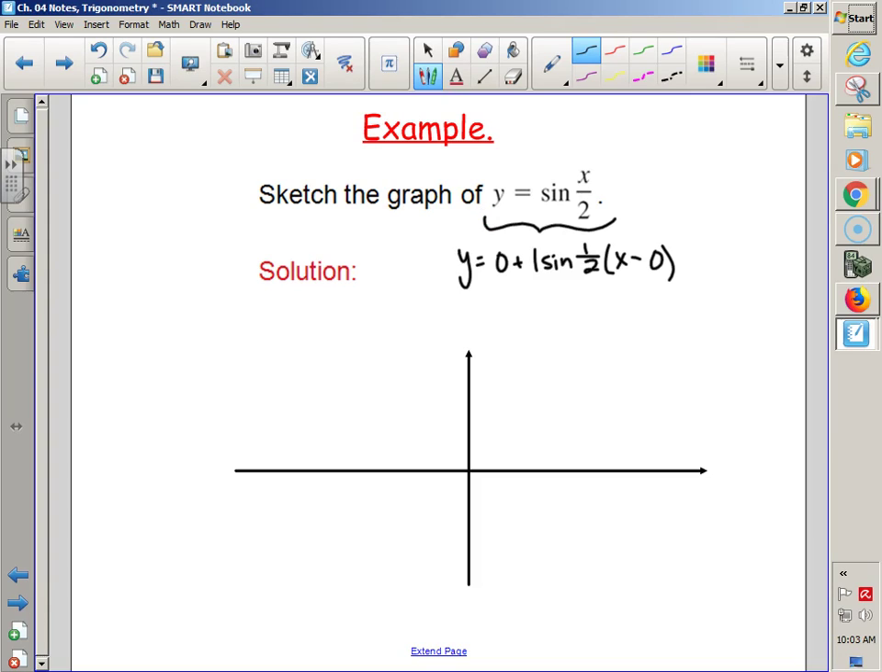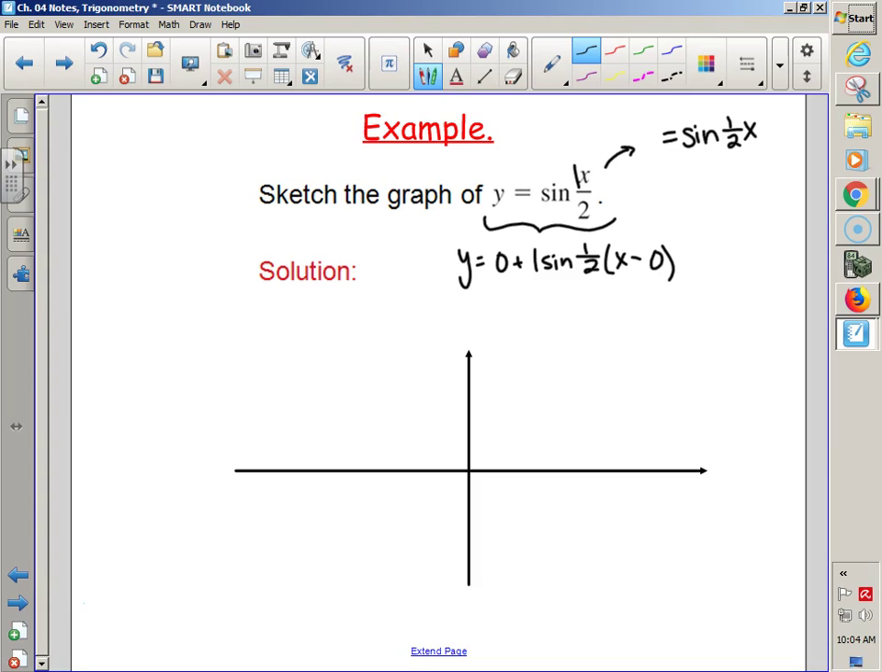There was no addition in the front, so D is 0. The sine has no number multiplied in front, so it's an understood 1. The x is being divided by 2, which could be rewritten as 1/2 x, because x over 2 is the same thing as the quantity 1/2 times x. So my B was the coefficient to the x term. And then is there any addition or subtraction? No, so my C over B is 0.